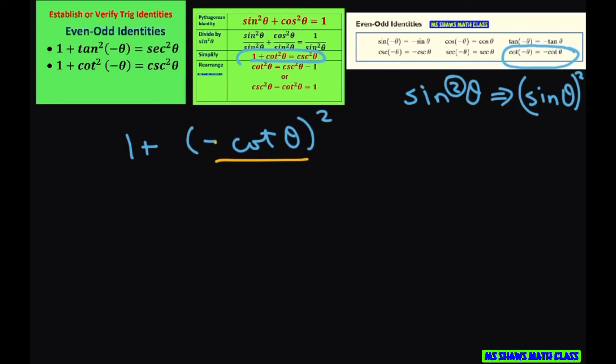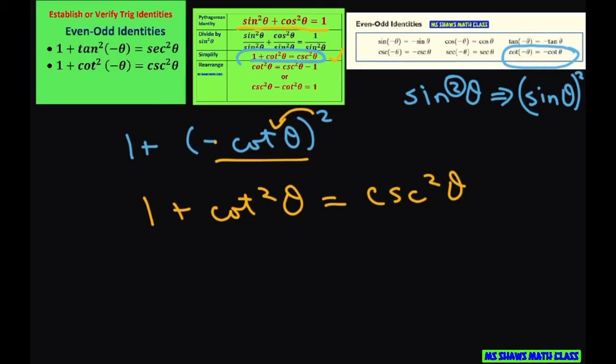So you can square out that negative and then move this square back inside. You get 1 plus cotan squared of theta. And by our Pythagorean identities, this is when I divide sine squared plus cosine squared equals 1 by sine squared, I get my other identity here. And this equals cosecant squared of theta. And so that matches up.